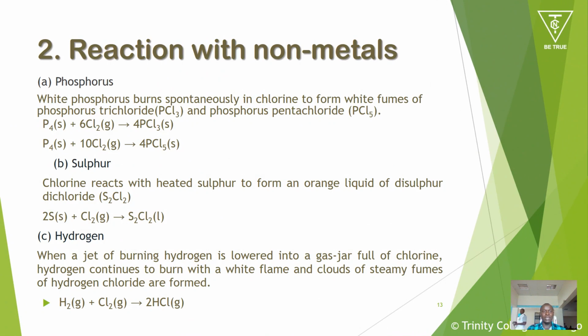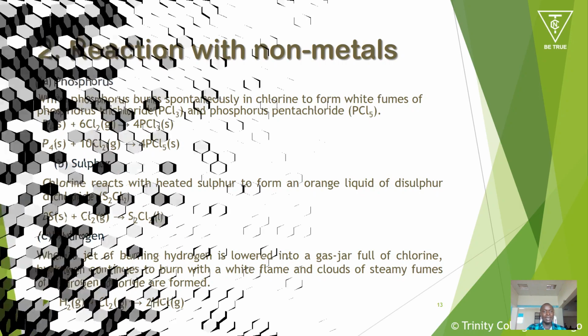Reaction with nonmetals. Chlorine can also oxidize nonmetals to their compounds with chlorine. For example, it can oxidize phosphorus. White phosphorus burns spontaneously in chlorine to form white fumes of phosphorus trichloride and then phosphorus pentachloride. Those are white fumes. With sulfur, we get a yellow or orange liquid of disulfur dichloride. The equations are there. Hydrogen also burns in chlorine to form hydrogen chloride. Hydrogen chloride gives white fumes.